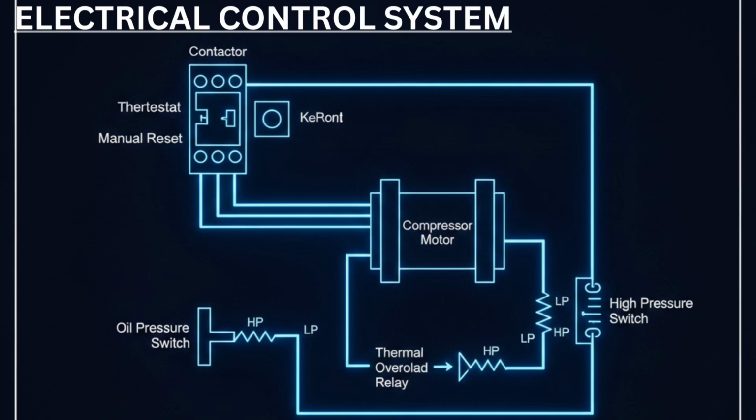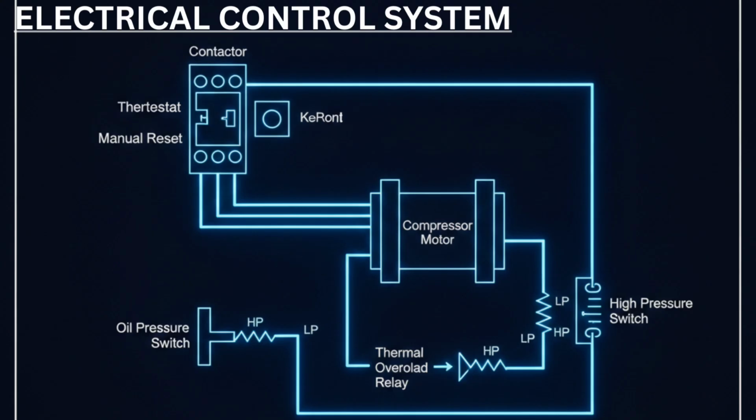Now let us move to the electrical control system that operates this plant. Electrical control system. This slide shows a simplified electrical control diagram. When room temperature rises, the thermostat closes its contact. This energizes the contactor coil. The contactor supplies power to the compressor motor.